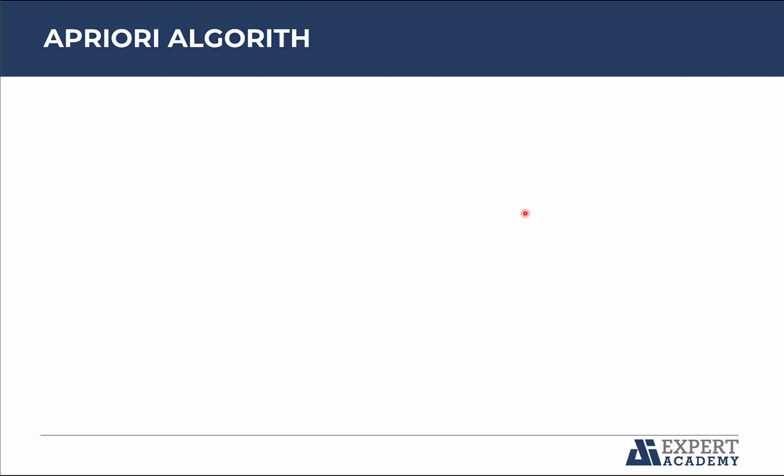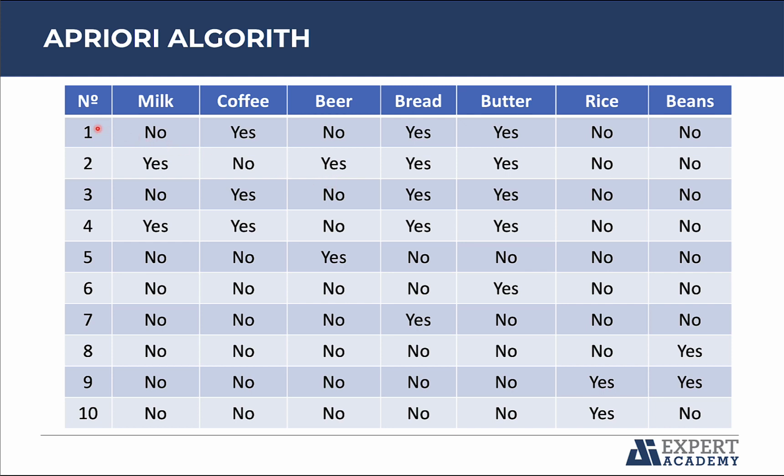Hello and welcome to this lecture where you are going to learn a brief introduction to the Apriori algorithm, which is one of the most used to generate association rules. Let's consider the example of market basket analysis and see here this table with 10 transactions.